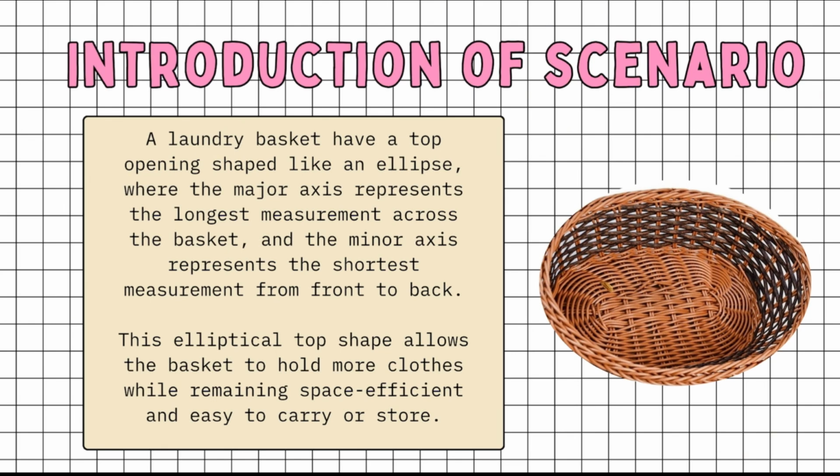A laundry basket has a top opening shaped like an ellipse, where the major axis represents the longest measurement across the basket, and the minor axis represents the shortest measurement from front to back. This elliptical top shape allows the basket to hold more clothes while remaining space efficient and easy to carry or store.